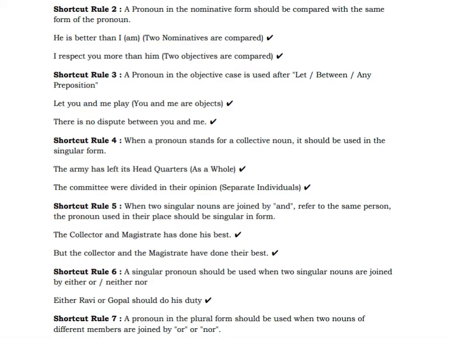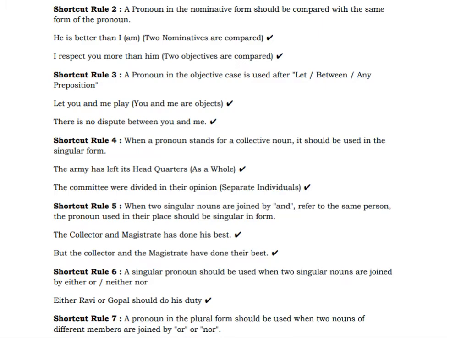You got it now. There's no dispute between you and me, between, if you're using it, then also, or any if you're using. So there's no dispute between you and me. I hope you understood. Whenever let is there, you have to use the objective case. So this case is also very, very important. Okay, let's go to rule number 4.